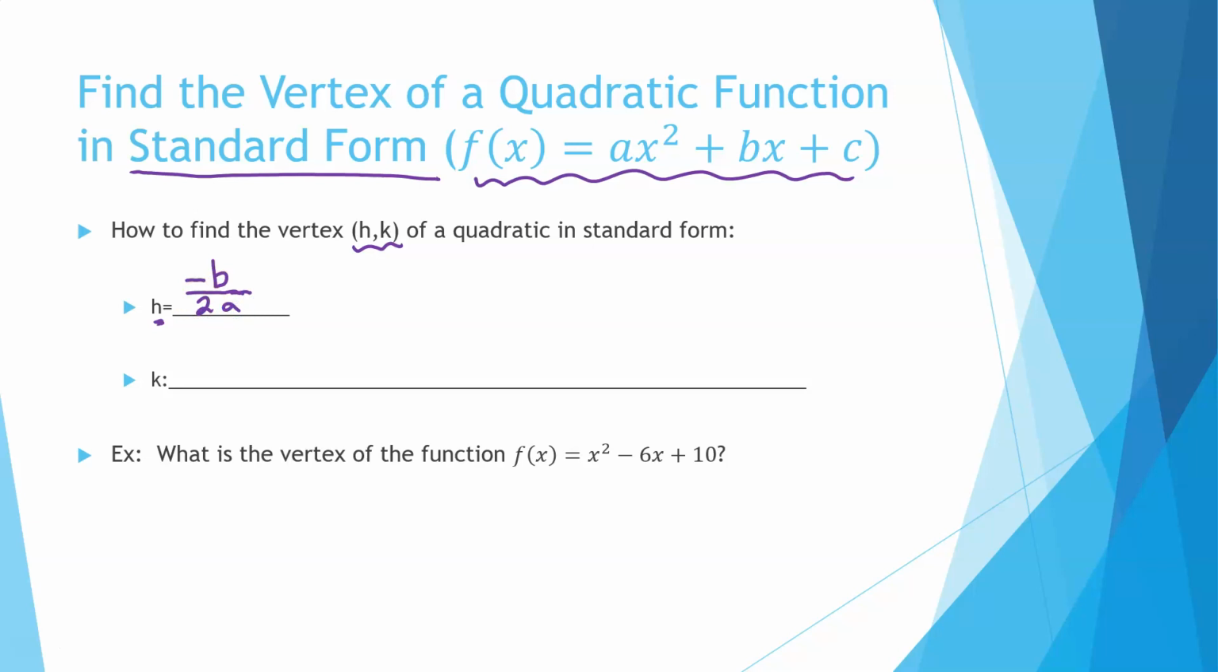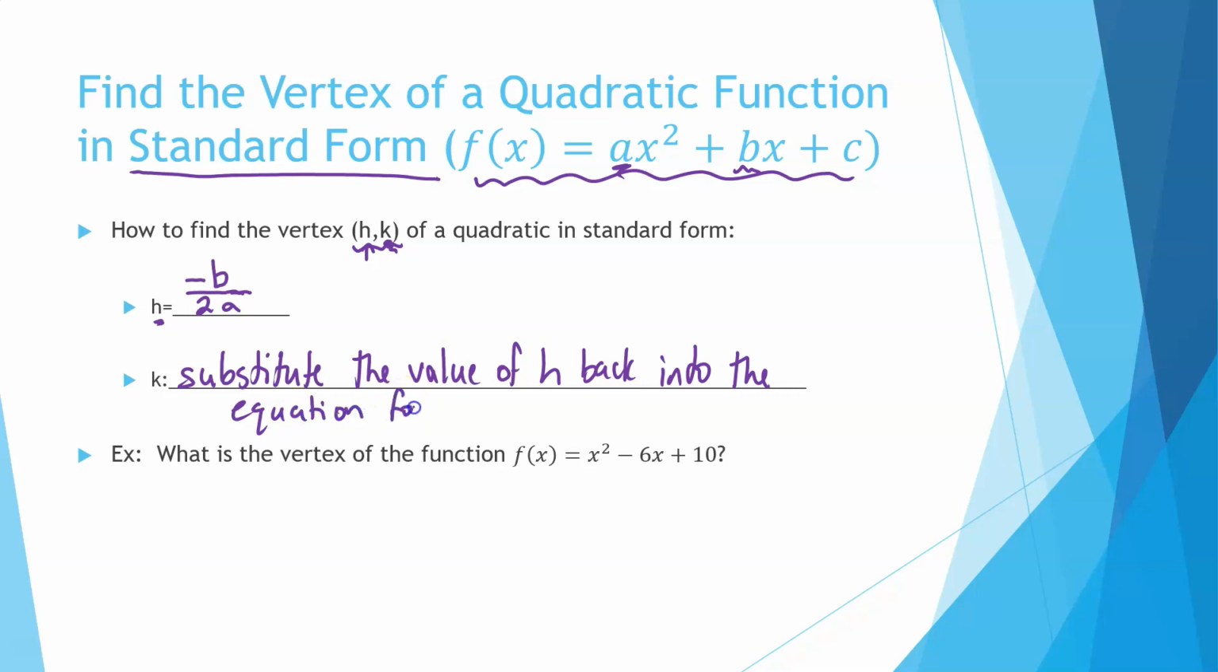Okay? So you'll take whatever the b is, take the opposite of it, and divide it by 2 times a. Now, once we find h, which is the x component of an ordered pair, the way we can find the second value, or the k value, is by just plugging h back in. So that's how you're going to find k. You are going to substitute the value of h back into the equation for x and simplify.